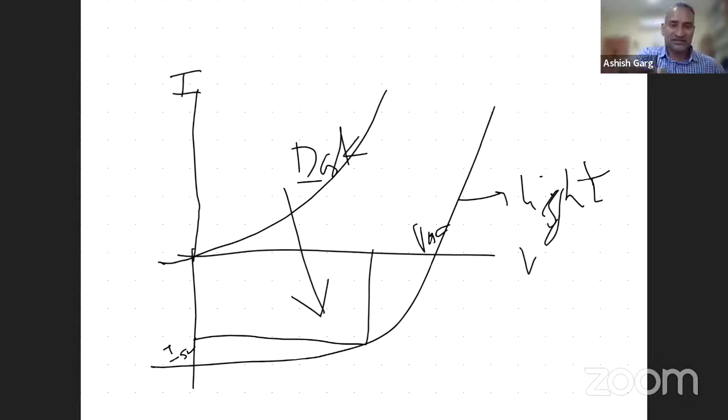But this curve that you get, let me change the color, is observed when you throw light on the PN junction diode.